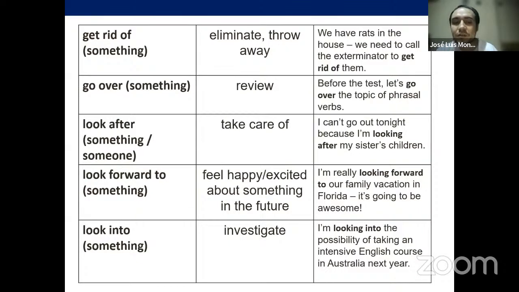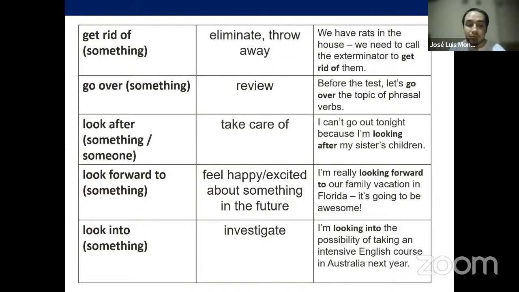And the last one, look forward to something. This is to be excited or to be happy about something in the future. All right, and the example says, I'm really looking forward to our family vacation in Florida. It's going to be awesome.